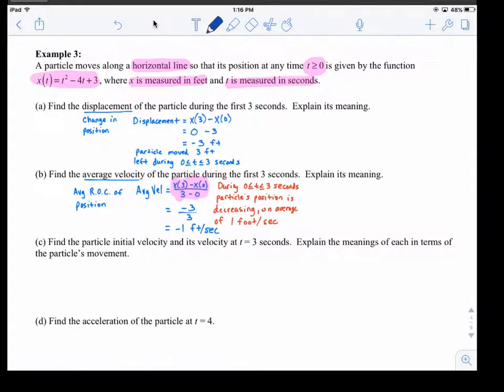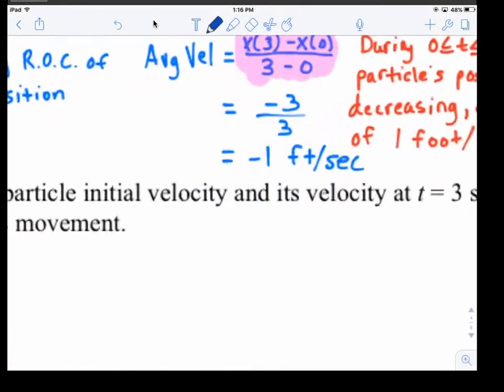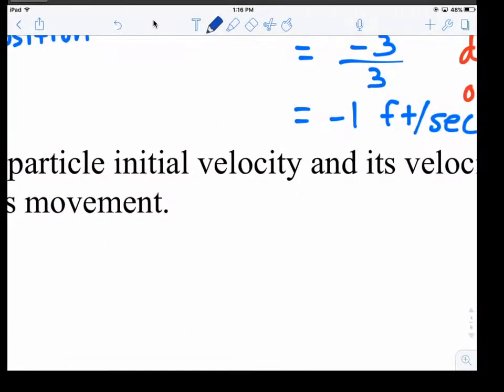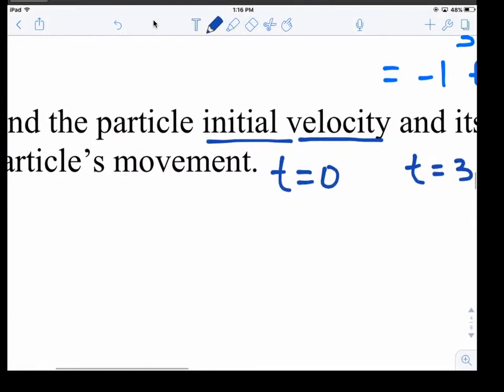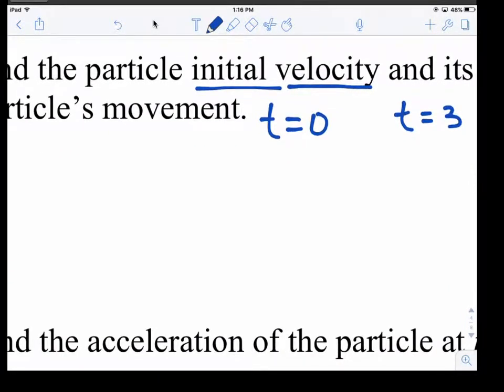Okay, next one says find the particle's initial velocity and its velocity at 3 seconds. So it's asking you to find the velocity and its initial velocity. So initial means what? What would your time be if it's your initial? 0. And then you're trying to figure out it at 3 seconds, right? So you need the velocity function. So the velocity is the derivative of position, right? Which is what?